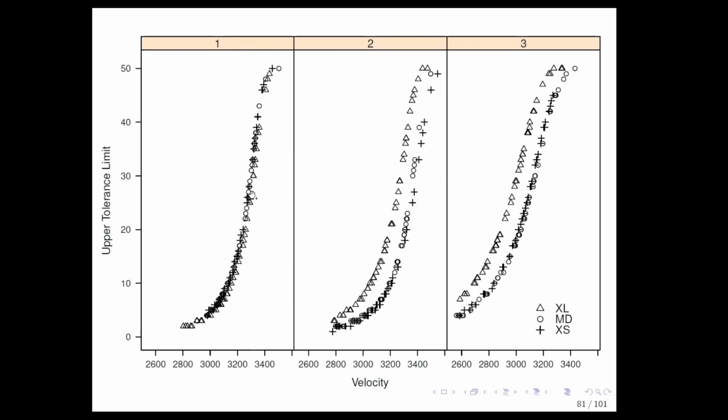The triangle corresponds to the extra large. The circle is for the medium and the plus is for extra small. For shot 1, shot 2, and shot 3. Interestingly, for shot 1, there is hardly any difference among the extra large, medium, and extra small. The limits all coincide, upper tolerance limit. You notice that as the velocity goes up, the upper tolerance limit is going up.